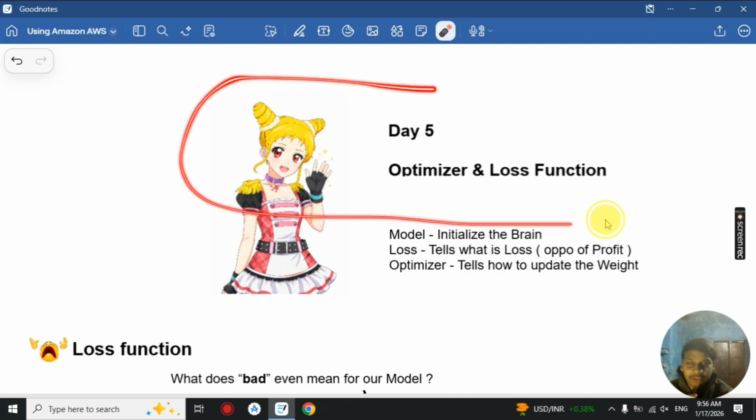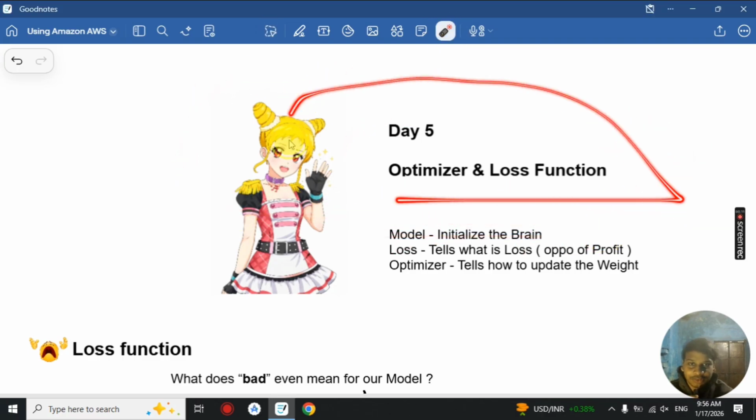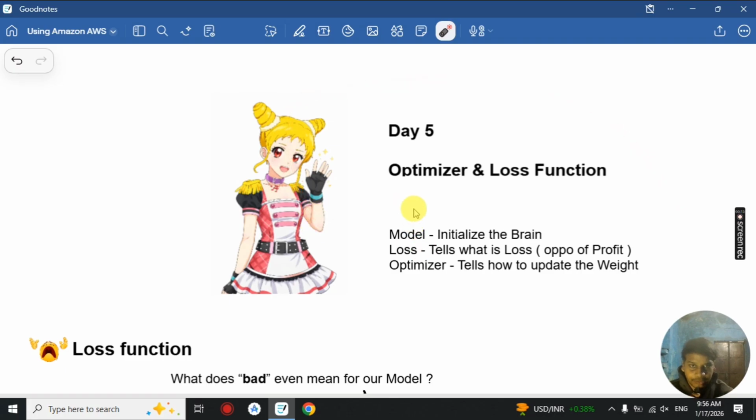In this video, we are going to take a look at the optimizer and the loss function. It is one of the important functions in our deep learning. In our previous video, we understood basically how to initialize a model. Basically it's like initializing the brain of a child. Now we are understanding two things here.